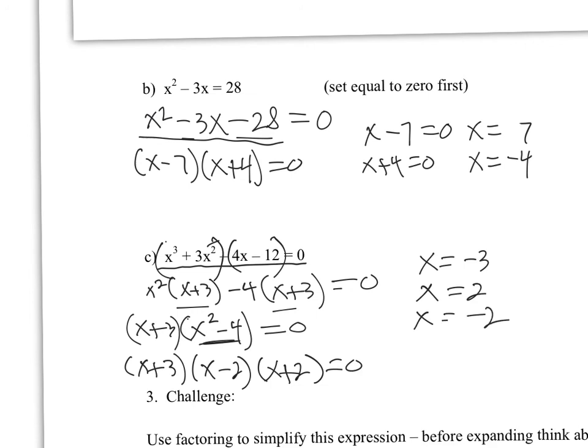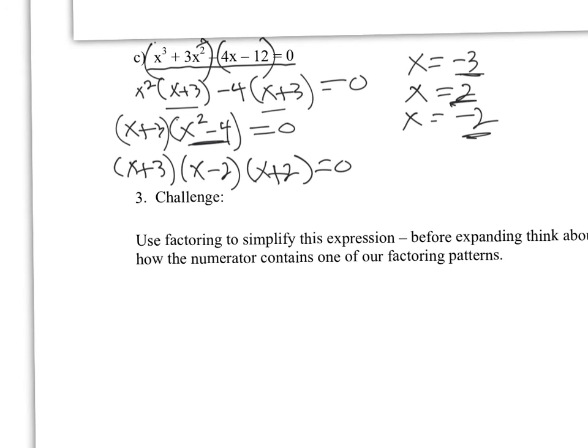What this means graphically, and we'll see this later, is that the graph of this particular function here crosses the x-axis 3 times. So y is equal to 0 when x is equal to negative 3, when x is equal to 2, or when x is equal to negative 2. Again, we'll see more of that later. Okay.